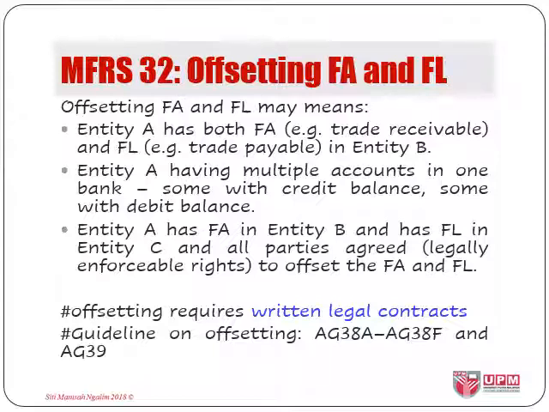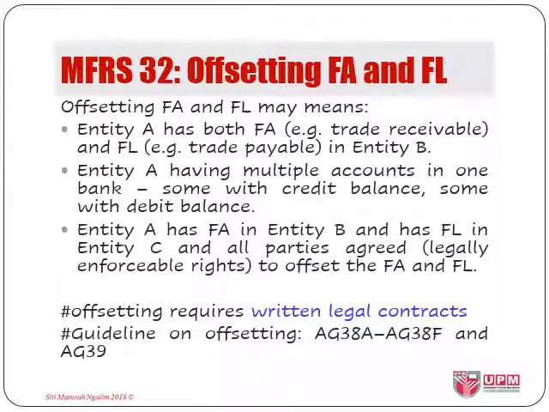Offsetting can also apply to an entity having multiple accounts in a bank with balances of both debit and credit. Thus, offsetting them will result, again, either in a debit balance where the entity owes the bank, or a credit balance where the entity ended up having a positive balance in the bank.